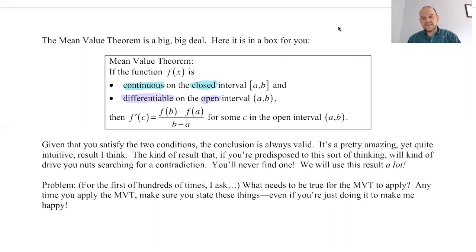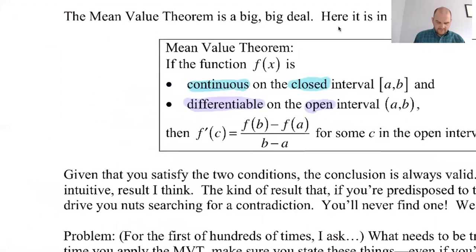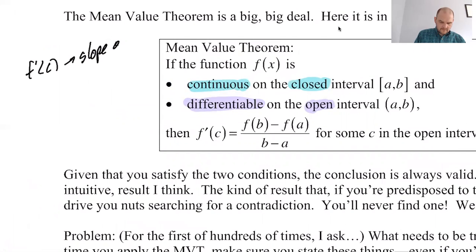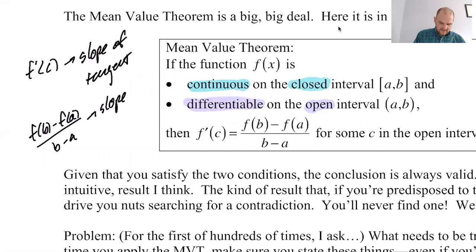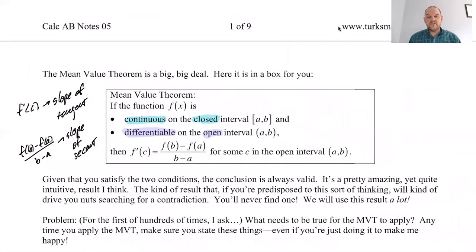then there exists some C between A and B such that f prime of C is equal to f of B minus f of A over B minus A. So keep in mind what each of these things is. f prime of C is the slope of the tangent, and f of B minus f of A over B minus A is the slope of the secant. So the slope of the secant equals the slope of the tangent for some value between A and B, as long as you're continuous on the closed, differentiable on the open.